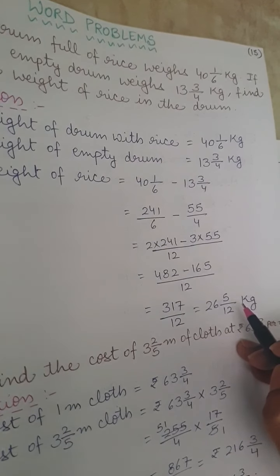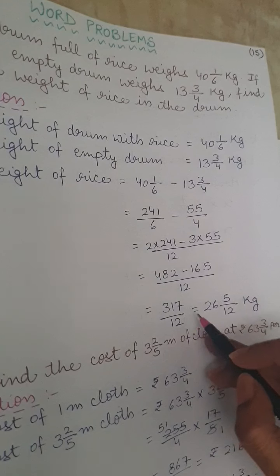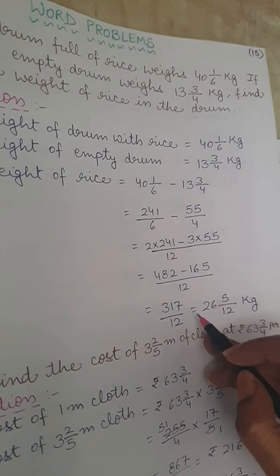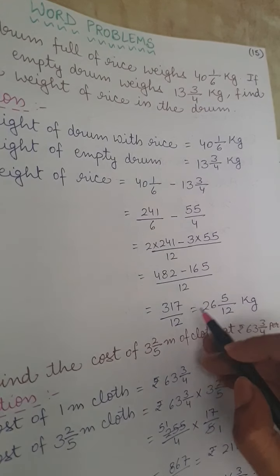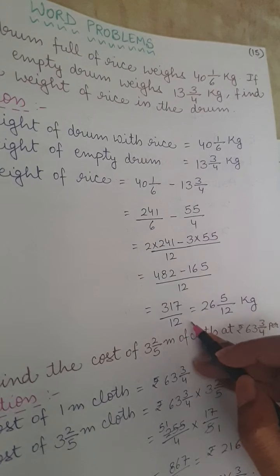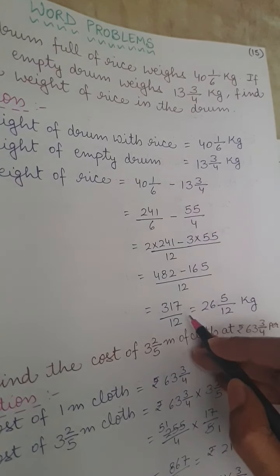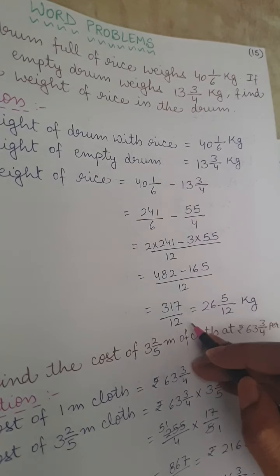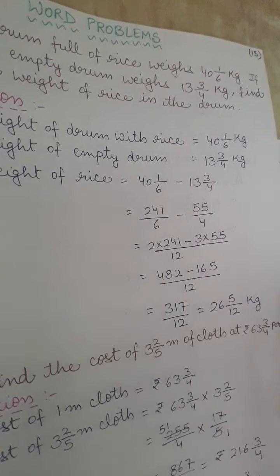I think there should be no doubt how to convert a fraction into a mixed fraction. What you have to do? You have to divide the given number by the denominator. Whatever our numerator is, we divide it by the denominator, and your answer will be obtained.